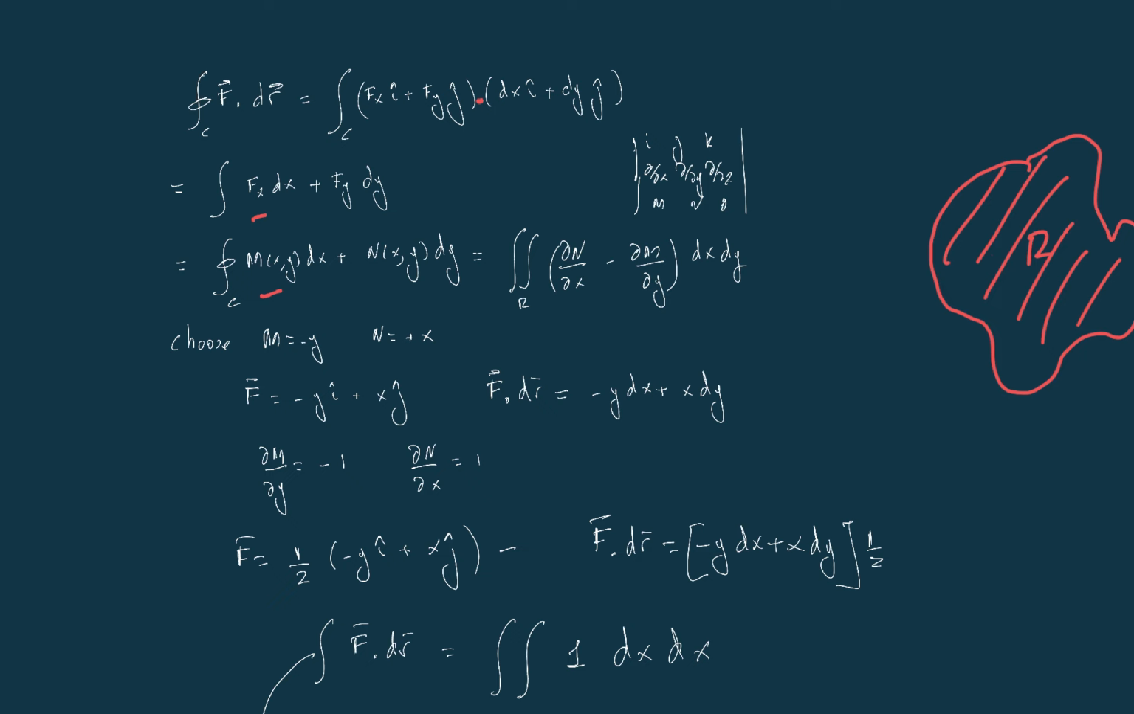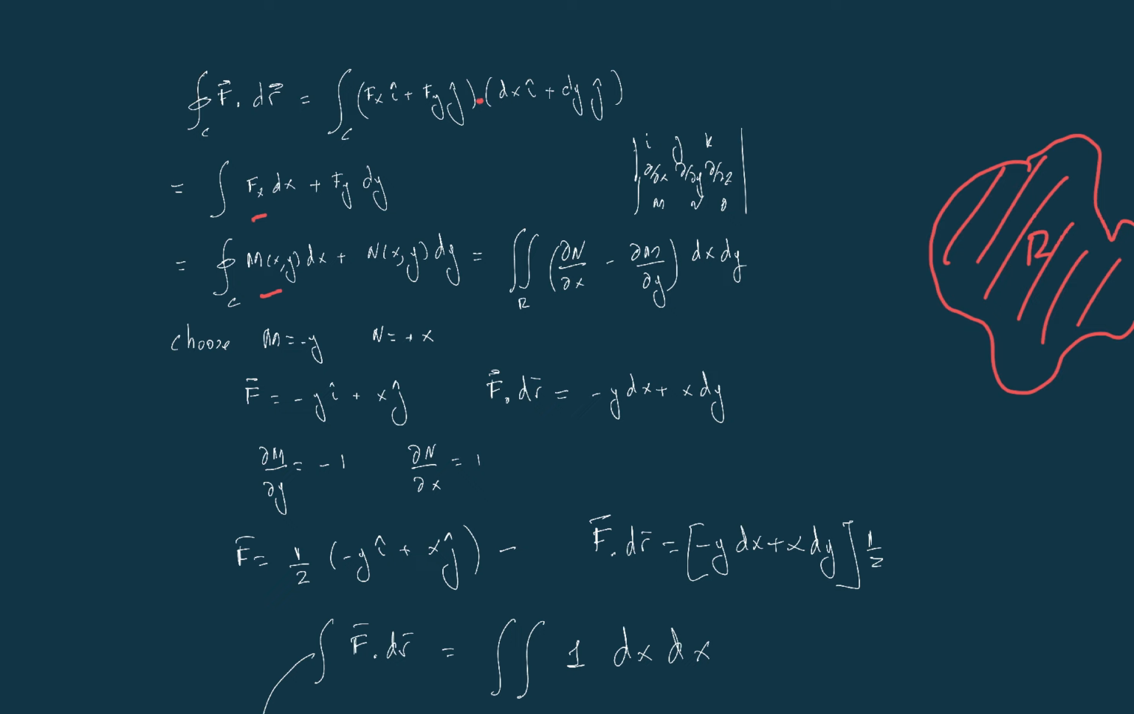Okay, so we use a particular vector field. This is the vector field that we need to use, because to represent area, we need a 1. So we use this vector field, minus y i plus x j, because the partial derivative of M with respect to y is minus 1, and the partial derivative of N with respect to x is 1, so it will be 1 minus minus 1, which is 2.